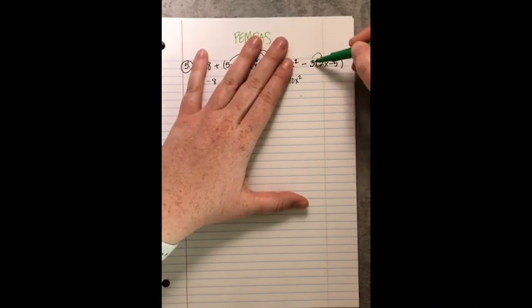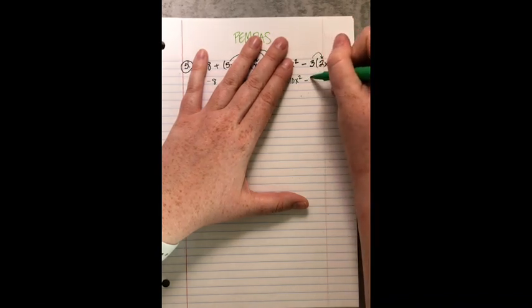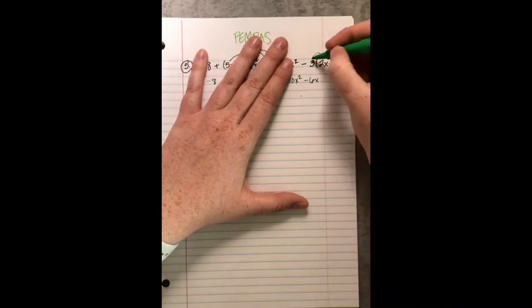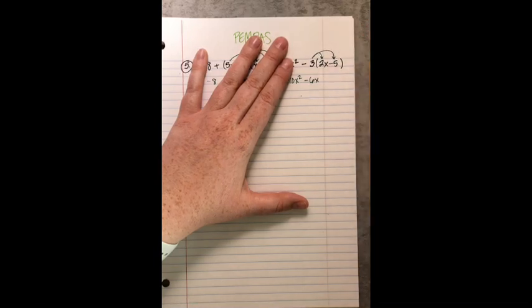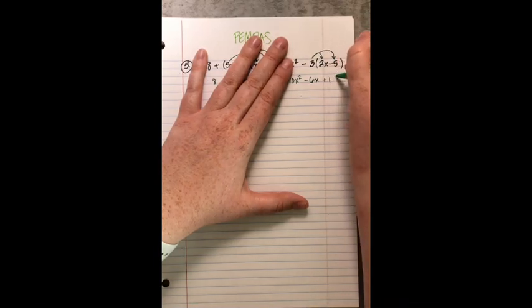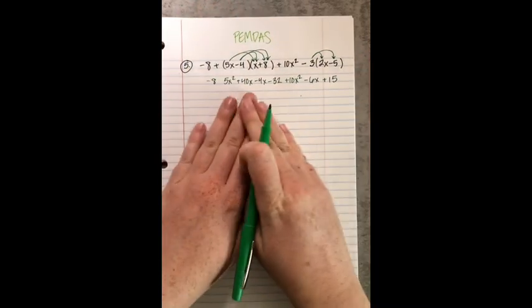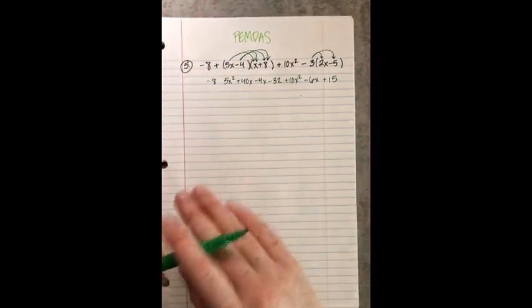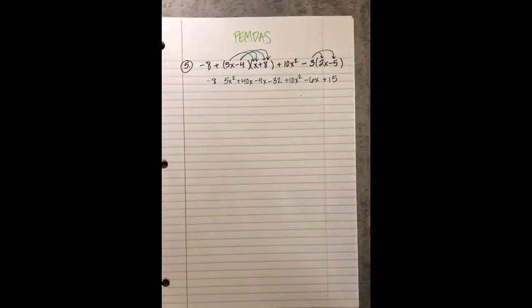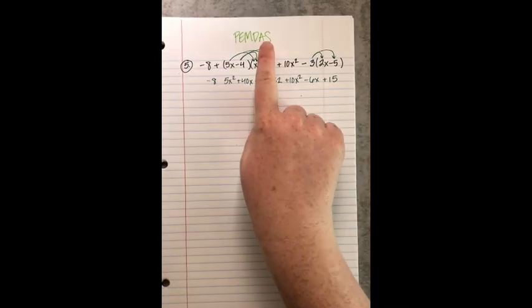Now, this is not a 3, it's a negative 3. Negative 3 times 2x is negative 6x. Negative 3 times negative 5 is positive 15. Whew. Okay, so you got all of your multiplication out of the way. Now you go to addition and subtraction.